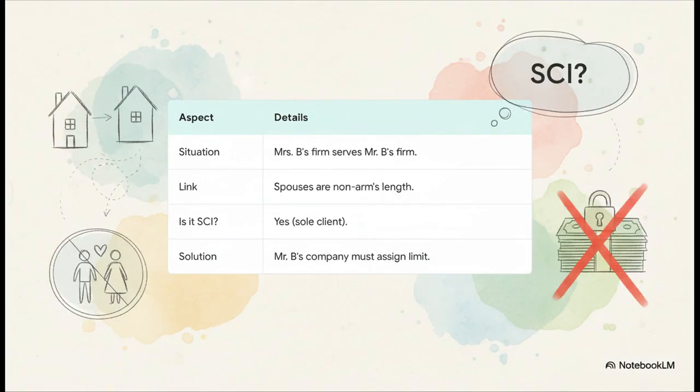Okay, case number 2, the consultant. Mrs. B's consulting company has just one client. And guess who owns that client? Her husband. So, relationship test? Oh, absolutely. Spouses are always considered non-arm's length for tax purposes. And the income test? Well, if it's her only client, then 100% of her income comes from that one source. So that's an easy yes. This is a textbook example of SCI.